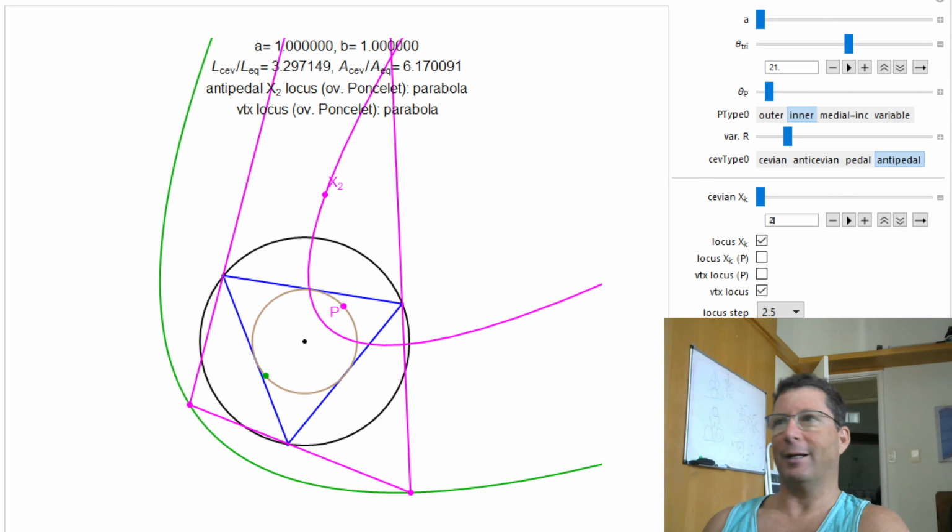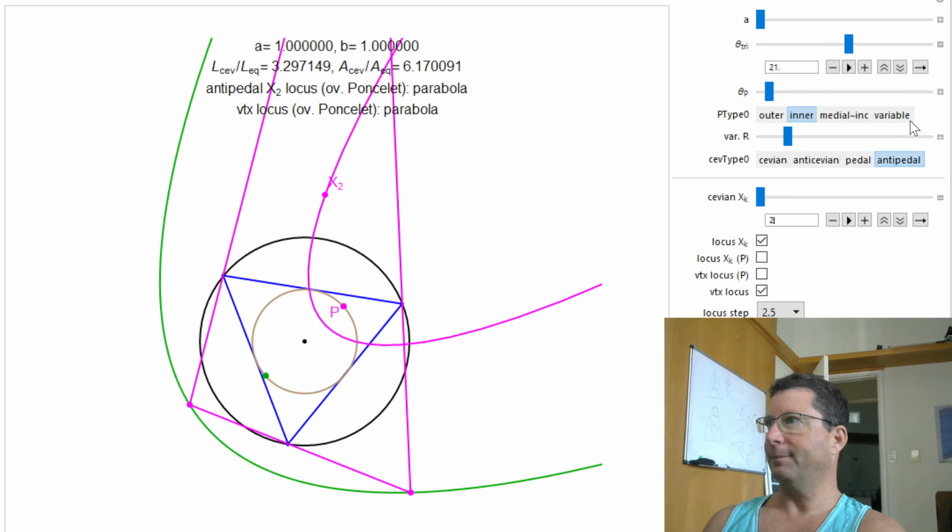I love this result, right? So I have two parabolas here. One of them is the locus of the vertices of my antipedals, and the second parabola is the locus of x2 of my antipedals. The focus of the former one is this reflection of P on the common center, and the focus of the locus of x2 is P itself.